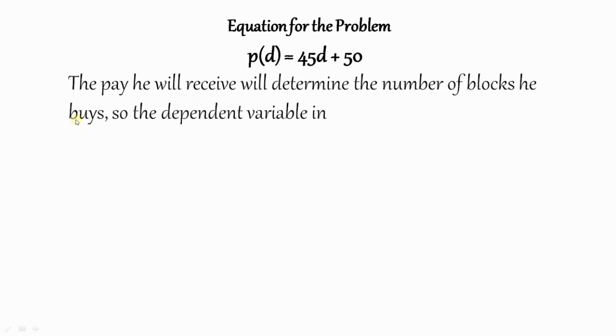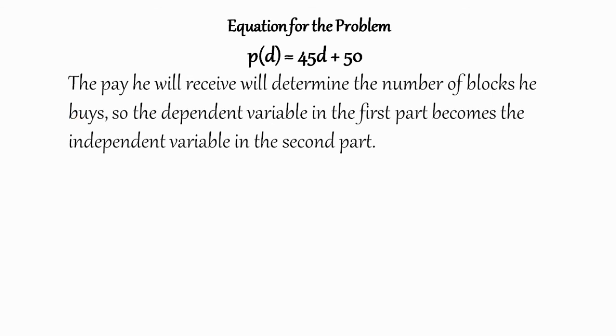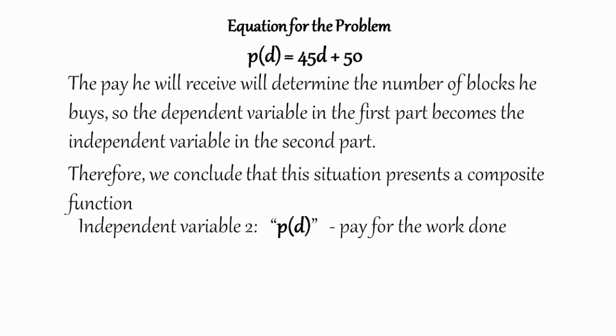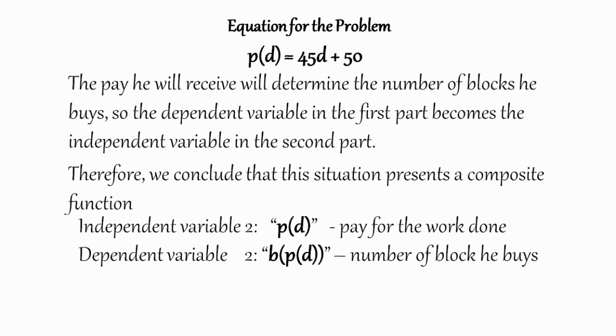Then the pay he will receive will determine the number of blocks he buys. So the dependent variable in the first part becomes the independent variable in the second part. All right. So therefore, we conclude that this situation presents a composite function, like we said in our previous explanation. So the independent variable now for part 2 is P of D. Then the dependent variable will of course be B of P of D, which is the number of blocks he will buy.